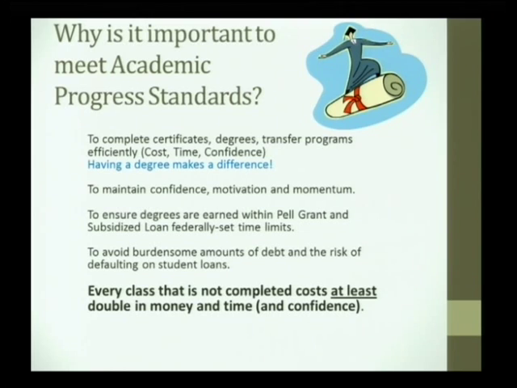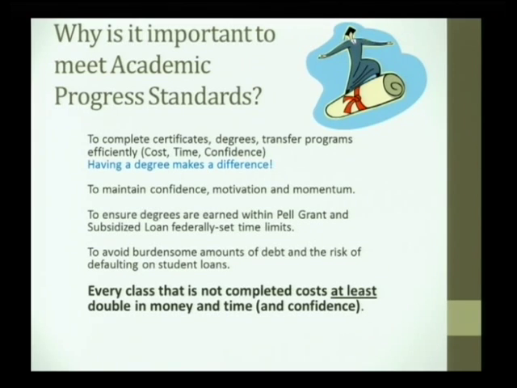The United States Department of Education has minimum standards that are required to be able to get these degrees, and they correspond to what we have as the academic progress standards. It makes a difference to have a degree. It makes a difference to get that certificate. You're going to make more money. It makes the difference in whether you complete the degrees and certificates you are working on. It helps you maintain confidence, maintain momentum.